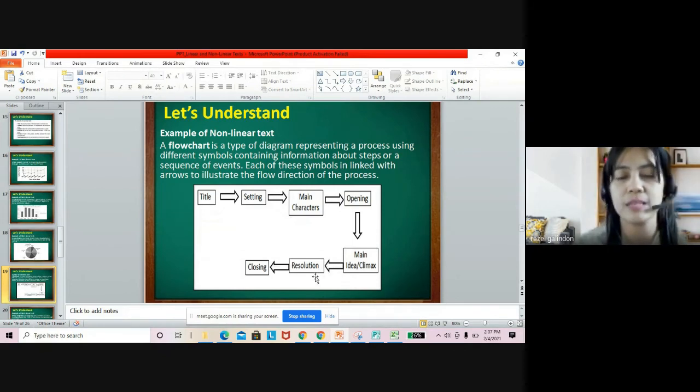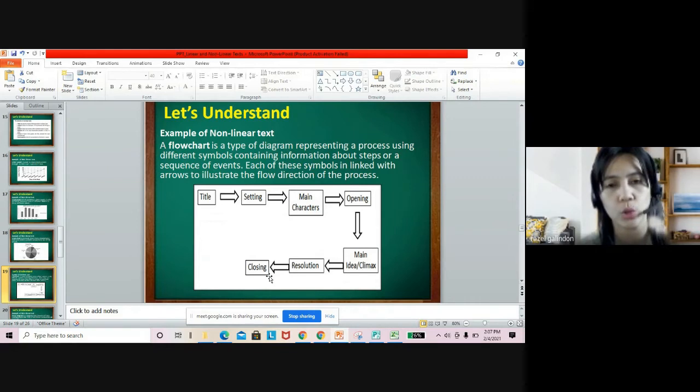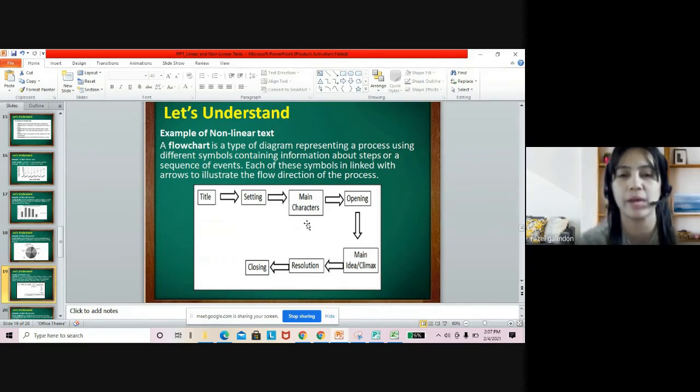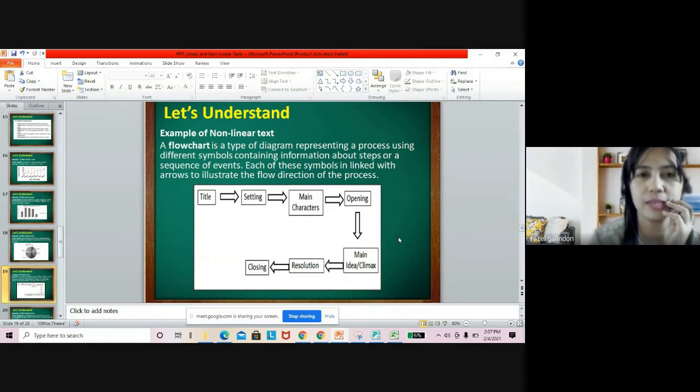How does the main character solve the problem in the story? And the last arrow goes to closing. How did the story end? And also, again, we can use this flowchart to show the sequence of the events in the story. The first event, going to the next event, third, and then final event. So again, this is an example of a flowchart.